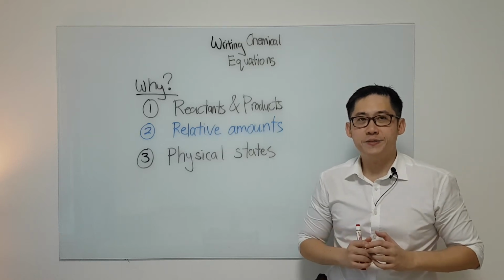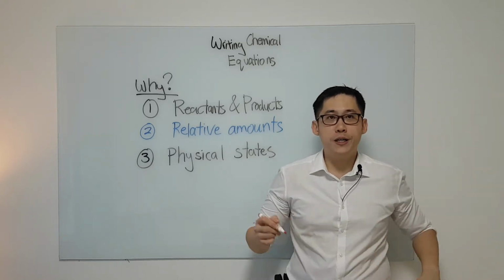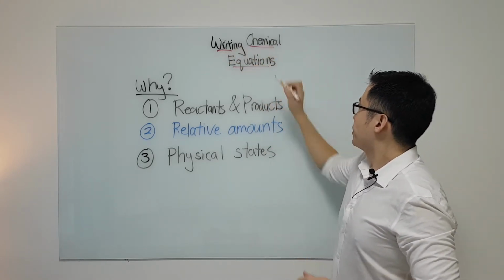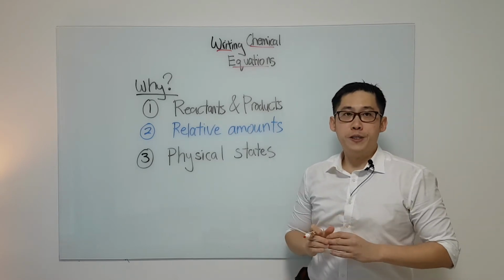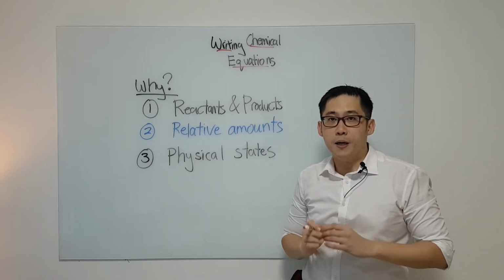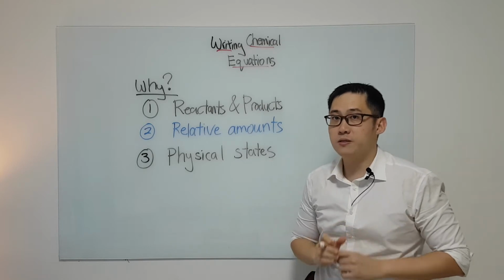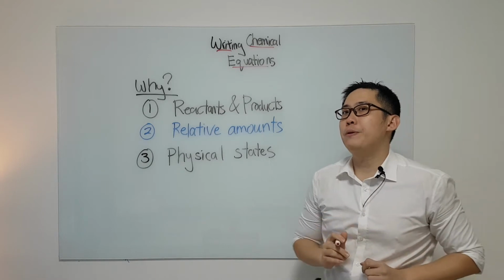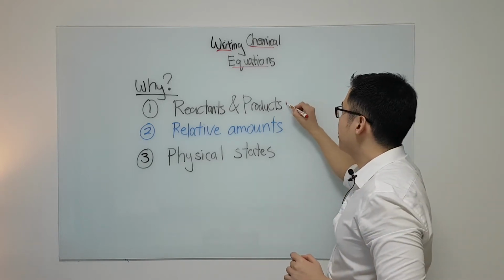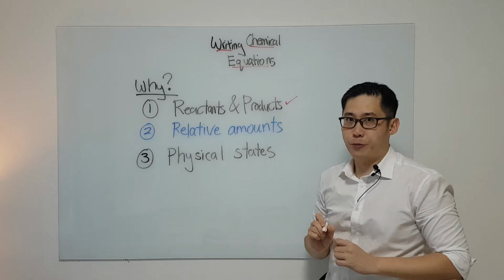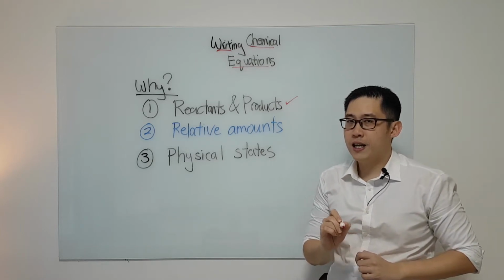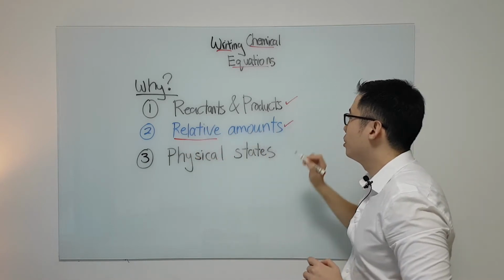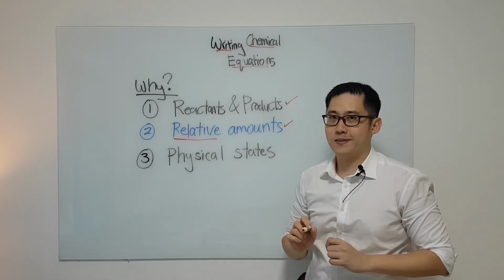Good day, students. Today, we are going to learn about writing chemical equations. The first thing we want to understand about writing chemical equations is why we want to write them. Now, a chemical equation tells us the reactants and the products which are involved. Not only that, it tells us the relative amount in which they are used.